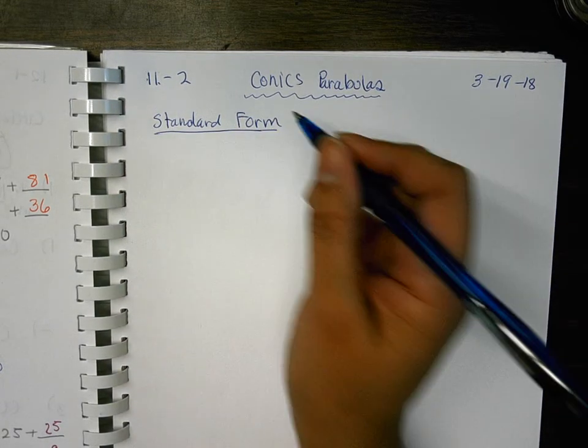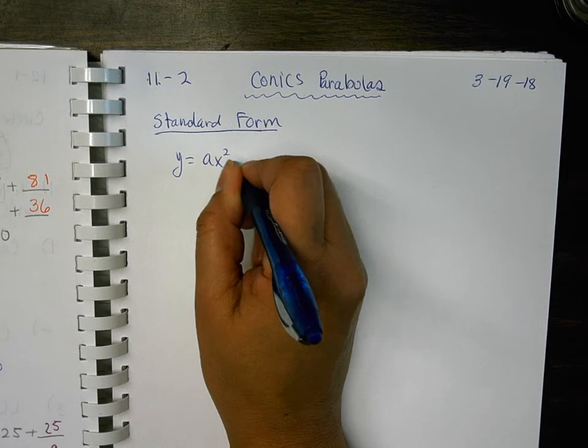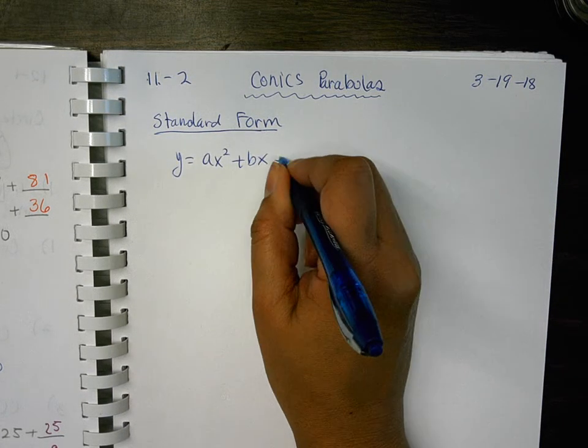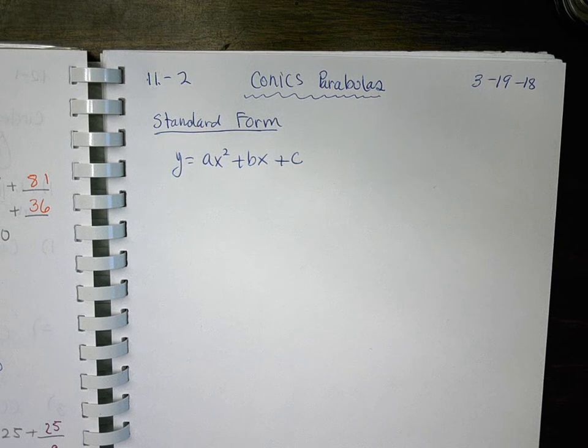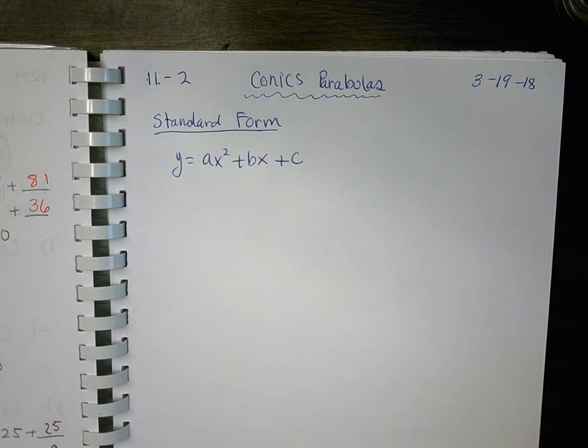Standard form: y equals ax squared plus bx plus c. And this is what your book calls standard form. So if they ask to write it in standard form, this is what it's going to look like.